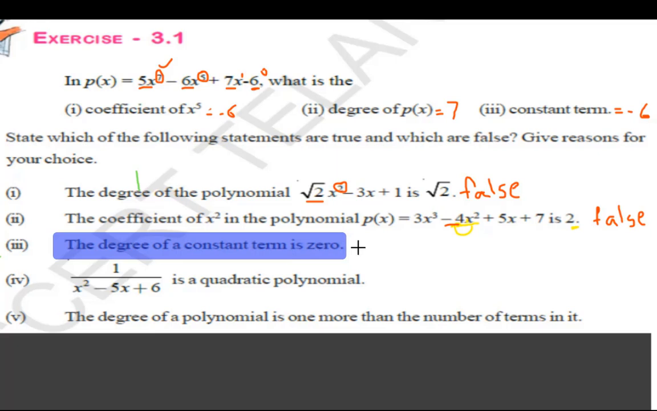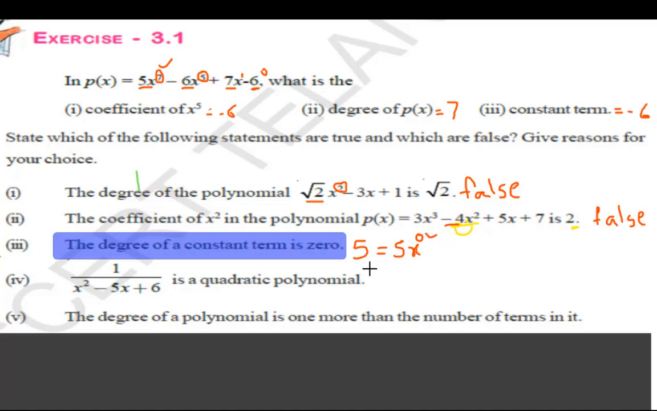In our previous classes, we discussed that the degree of a constant term is 0. Why? Because suppose we take a constant term 5, 5 can be written as 5 into some variable, let us assume the variable x, 5 into x power 0. So 5 into x power 0 is nothing but 5. So here we write 5 as 5 into x power 0, whose degree is 0. So the degree of this constant term is 0.